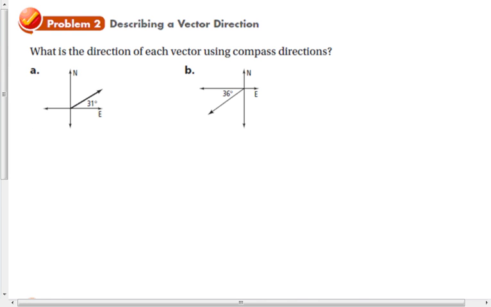All right, problem 2. We're going to find the direction of each vector using compass directions. And this isn't too hard. We just need kind of a standard procedure here. And when we describe this, let's use north or south first. So since this vector is headed east and north, we're going to describe it this way. The vector is, using the degree angle, 31 degrees. And we're either going to say north or south first. So since it's above the east-west line, we're going to say north of, and since it's going to the right, we're going to say 31 degrees north of east.